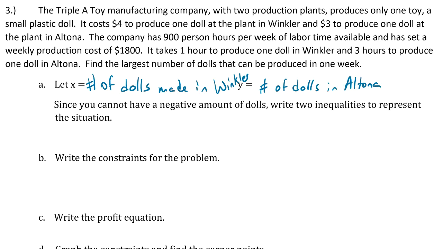Alright, and again, as always, negative number of dolls made doesn't make any sense, so we're going to have X is greater than or equal to 0 and Y is greater than or equal to 0 as 2 of our constraints.